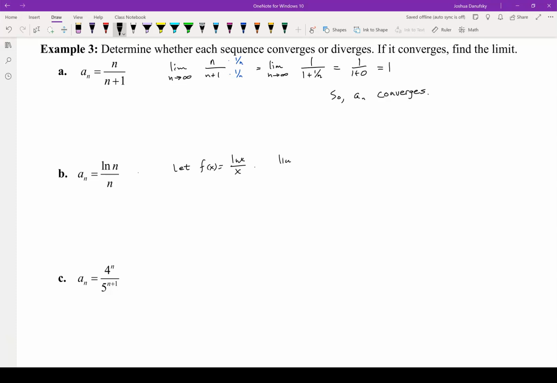So now we look at the limit as x approaches infinity of ln x over x. We're going to apply L'Hopital's rule because we have infinity over infinity. This becomes the limit as x approaches infinity of 1 over x over 1. And now the numerator goes to 0, and we have it.